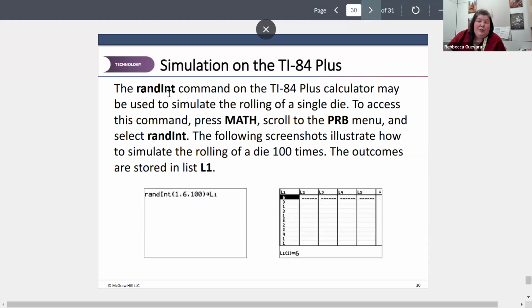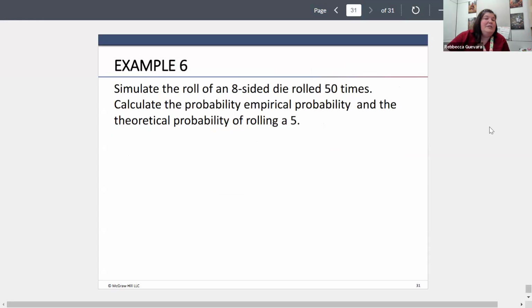So we are going to use our TI-84 and do a random simulation. We want to simulate the roll of an 8-sided die 50 times, and from there calculate the empirical probability and the theoretical probability of rolling a 5. Let's first look at the calculator before we come back to this question.